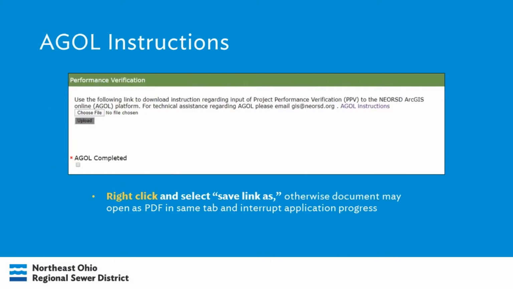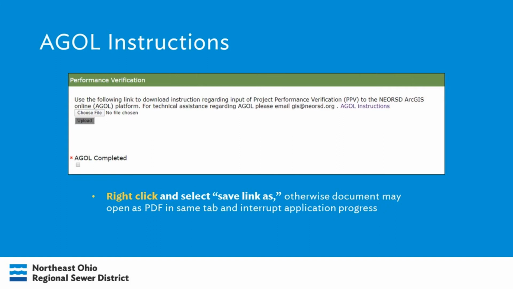Similarly to our technical guidance document, we also have an AGOL instructions document. As you're going through the online application, you'll come to this performance verification section. And if you click over onto where it says AGOL instructions, there's a link there that it will prompt you to download a PDF that contains all the information about how to go through the steps that I just showed you. So that is there if you need it.